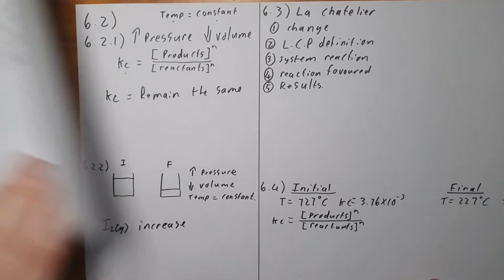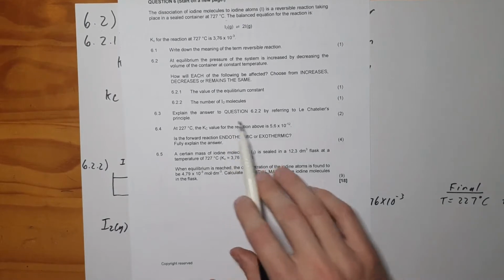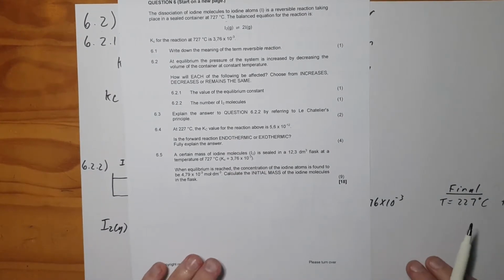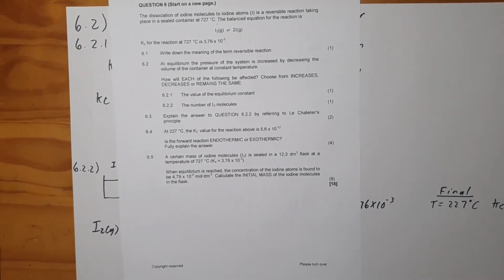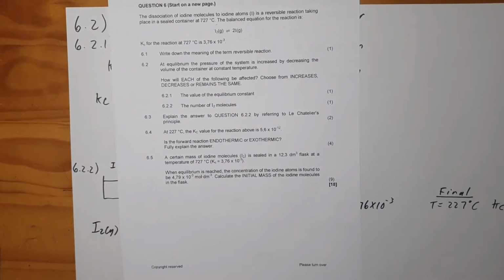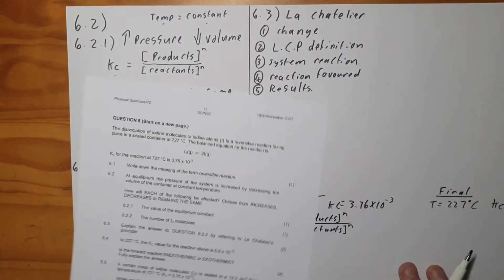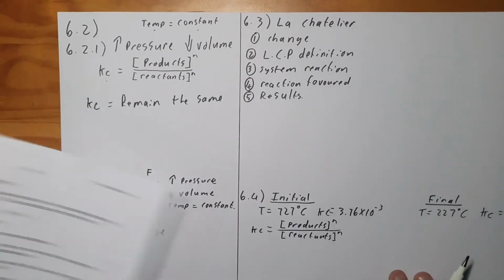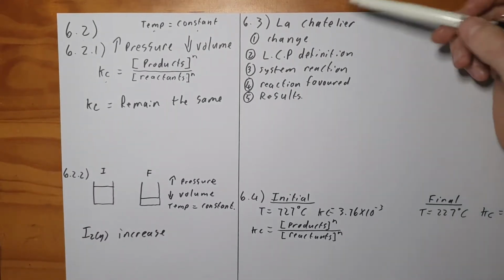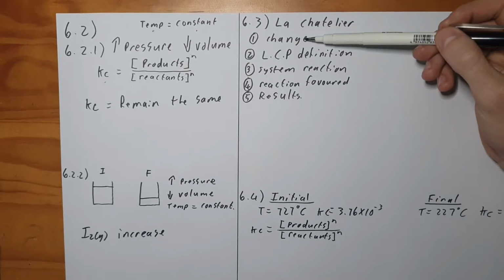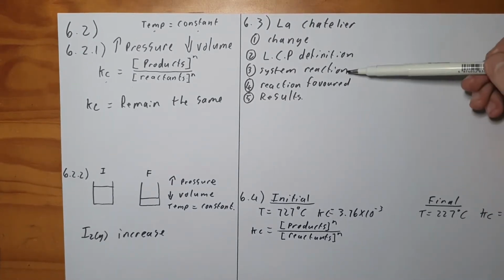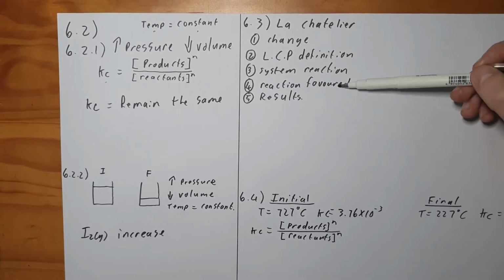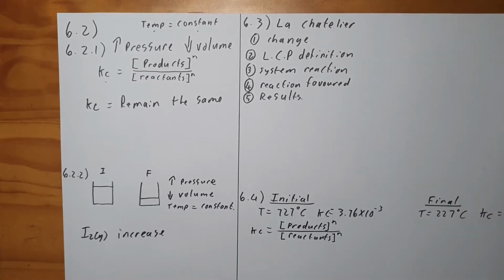Now 6.3 says explain question 6.2.2 by referring to Le Chatelier's principle. Remember Le Chatelier's principle states that if there's a disturbance in equilibrium in a system, the system will change accordingly to reach equilibrium again. So I've got these 5 steps we can follow when talking about Le Chatelier's principle. We look at the change of the system, we then define Le Chatelier's principle, we look at the system's reaction, we consider which reaction is favored, and then we discuss the results.